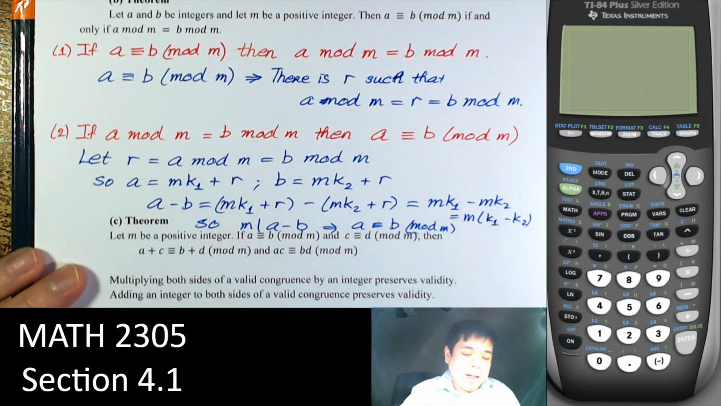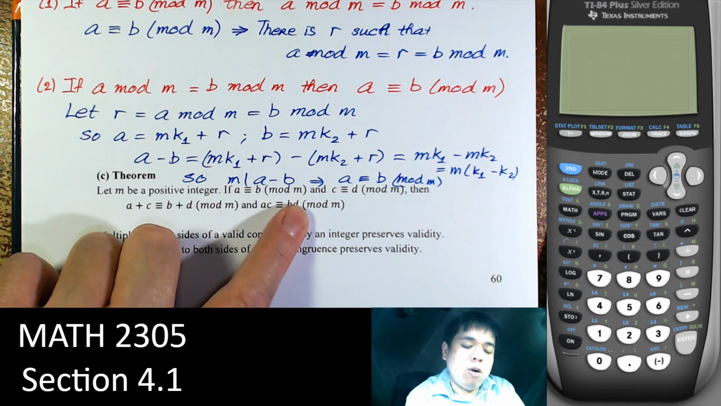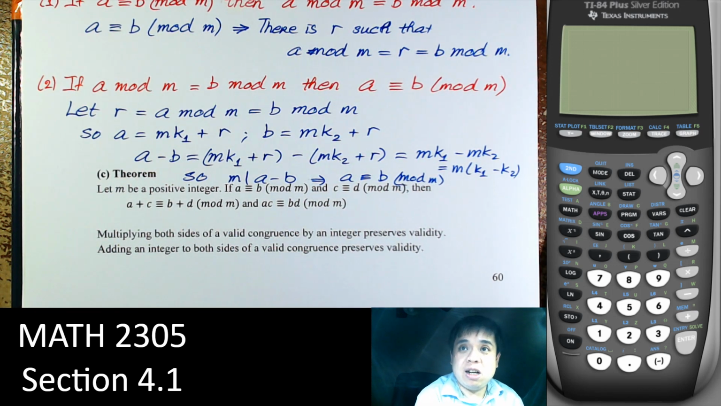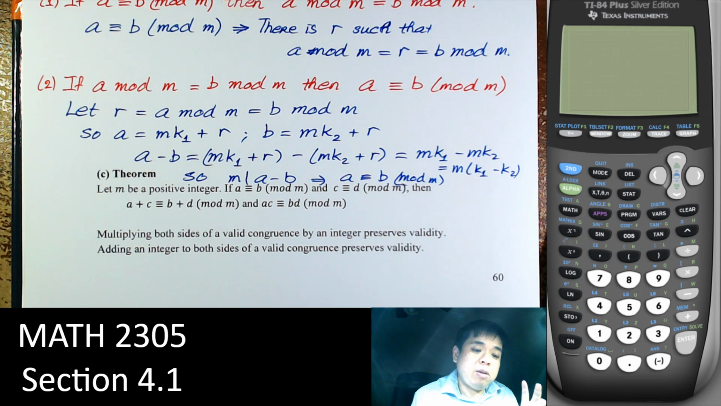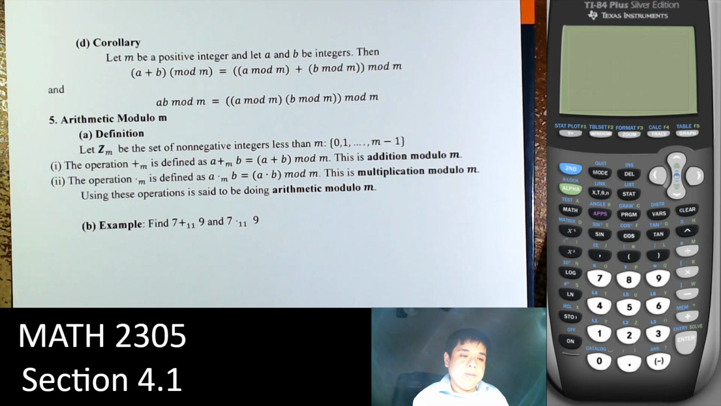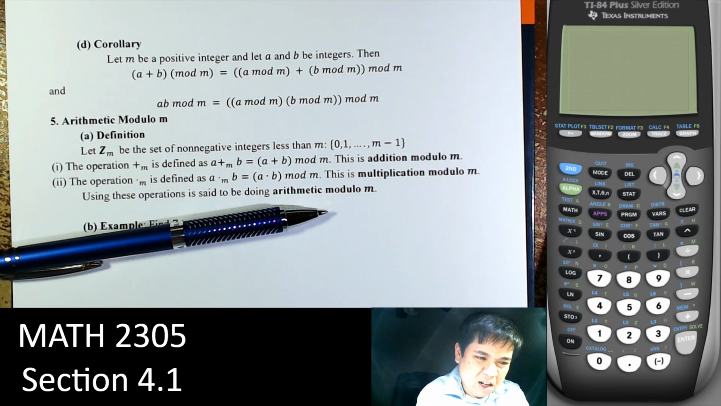Now we have the theorem. If a is congruent to b mod m and c is congruent to d, then we can add side by side and we can multiply side by side. So multiplying both sides of a valid congruence preserves it. We can add things on both sides and multiply things on both sides. Corollary: if we have a plus b mod m, that is just like the distributive property.